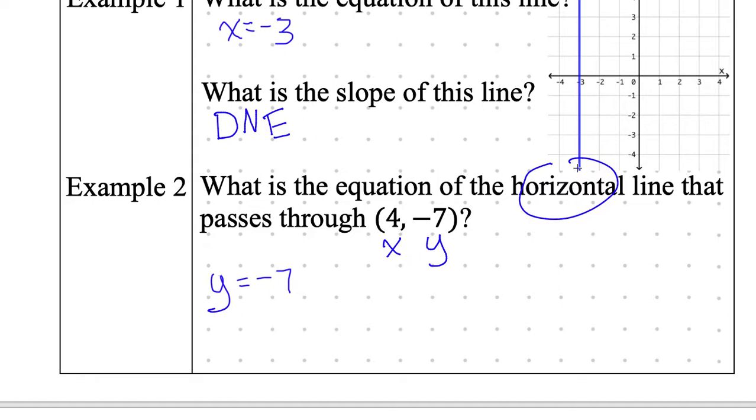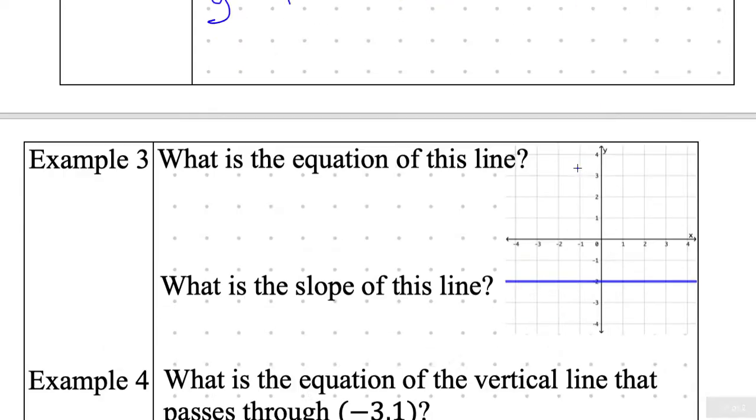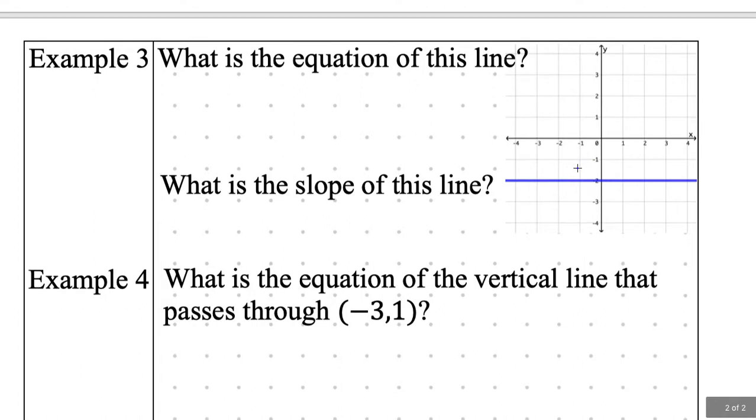All right. Let's try another one. On the back, example number 3. Give me the equation of this line. Quiet raise hand. Who hasn't participated yet? What is the equation of that line? Kira. Y equals -2. You are correct. Why is it y equals -2? Because it's a horizontal line and it crosses through the y-axis at -2.